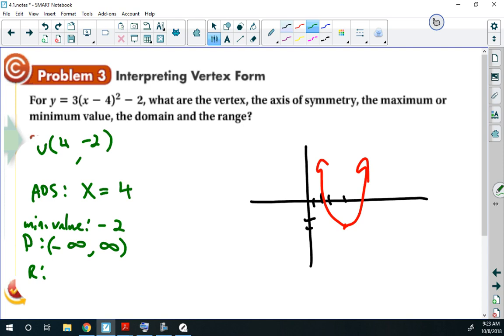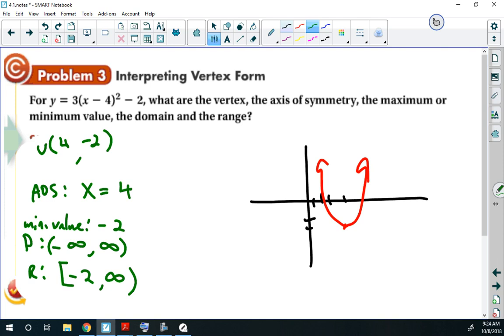And what about our range here? From where to where? Goes as high as infinity and as low as our minimum value of -2. So -2 to infinity. Okay. So being able to identify all these parts is probably equally as important as actually being able to graph it.